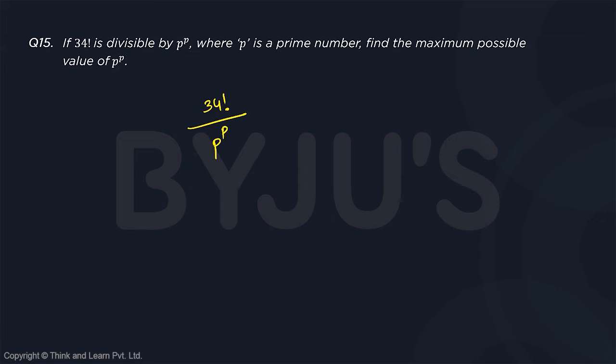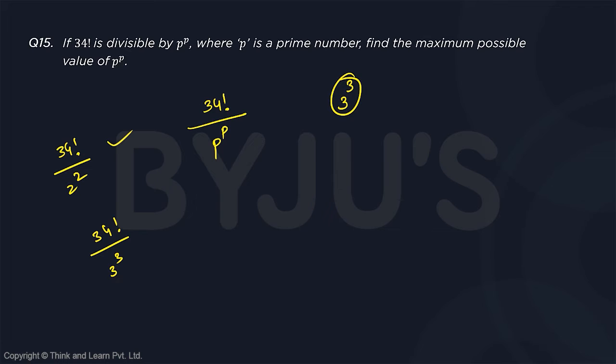So how many 5s are there? Or how many 3s are there? So if 3 to the power 3, 34 factorial, is it divisible by 2 power 2? Yes, it is. Definitely, we can say that there will be 2 2s. 34 factorial, is it divisible by 3 power 3?